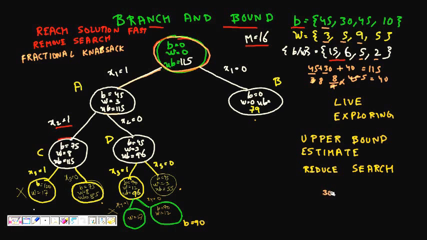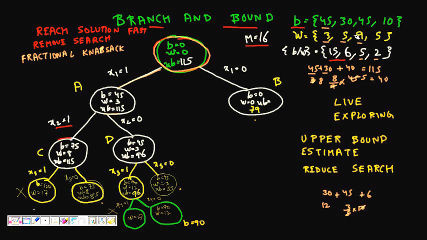I will choose the second item. It has the best benefit by weight ratio, 30. I have chosen it, weight 5. Then the third item has weight 9, so 9 plus 5 is 14, and I get a benefit of 45. Still weight 3 is left, so I will choose 3 by 5 of 10, so it is 6. So my benefit upper bound will be now 75.